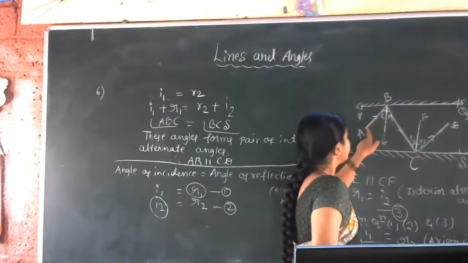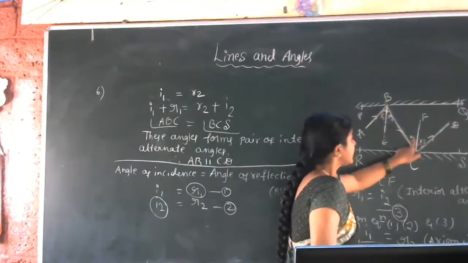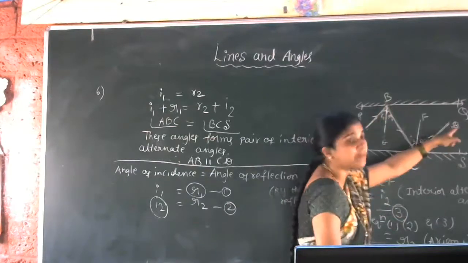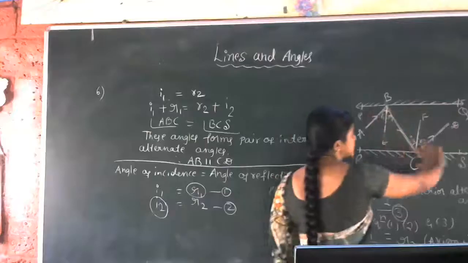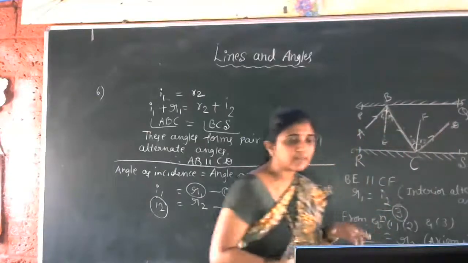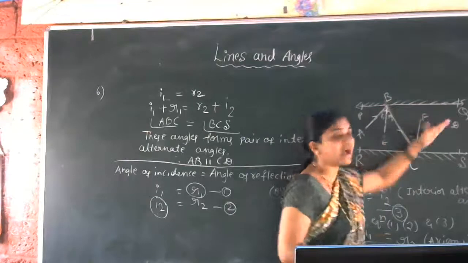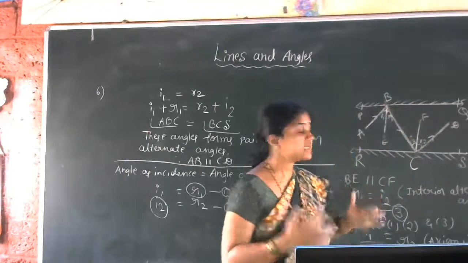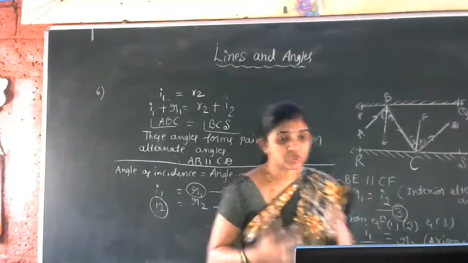I1 plus R1 forms angle ABC, and I2 plus R2 forms angle BCD. So these form Z-shape angles, which is possible only when line AB is parallel to CD. So this is the explanation of the sixth question.